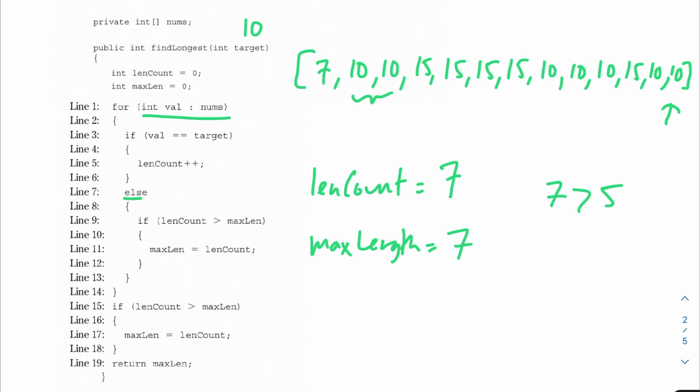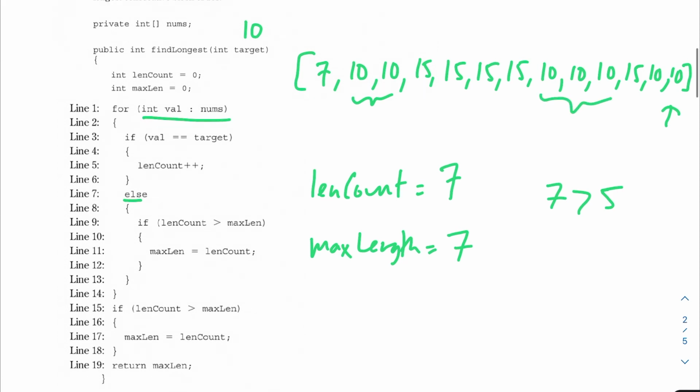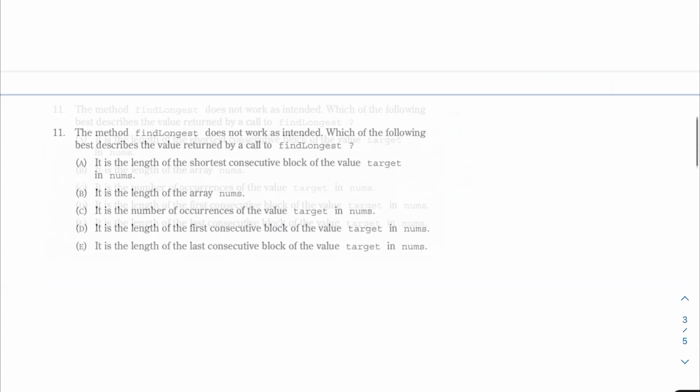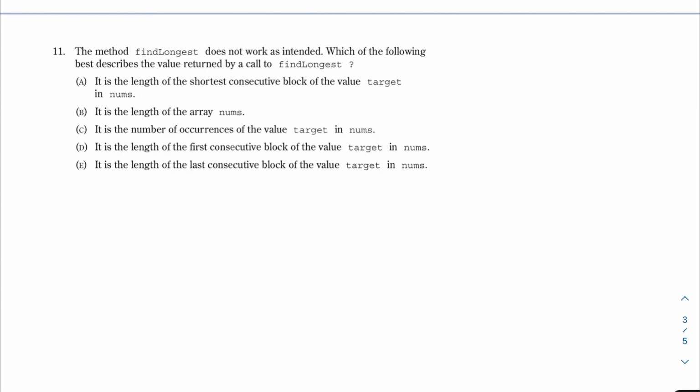Okay, so that seems a little bit fishy. If I was just looking at this by eye, I would say the longest consecutive block of 10s, of our target, which is 10, would be a 3. But we said that that count was 7. And you might notice that we have suspiciously seven 10s within our array. To answer this problem, what we actually found was the number of occurrences of the value target in nums. We didn't find the longest consecutive block.